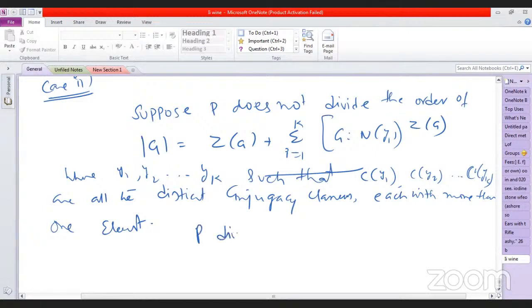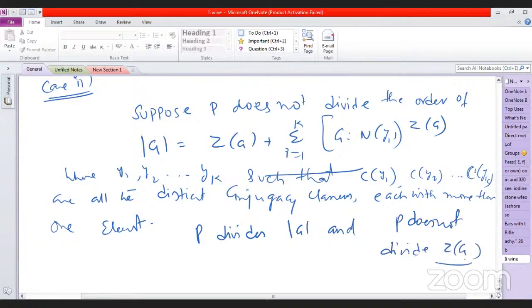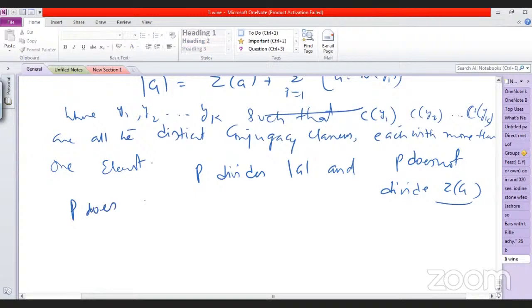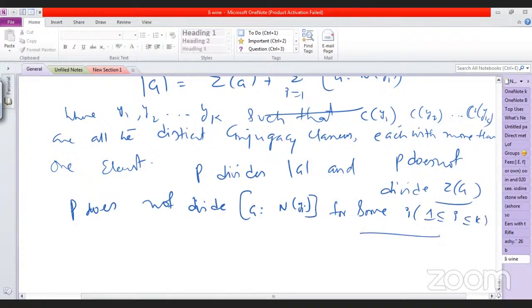So we have to write P divides the modulus of G, and P does not divide Z of G. Why does it not divide? Because of the distinct conjugacy classes. Am I correct? Yes. So different types of conjugacy classes, therefore we can write the more than one element. So P does not divide the index of N of yi in G for some i, 1 less than or equal to i less than or equal to k. Am I correct? So 1 less than or equal to i less than or equal to k, right? Yes, sir.